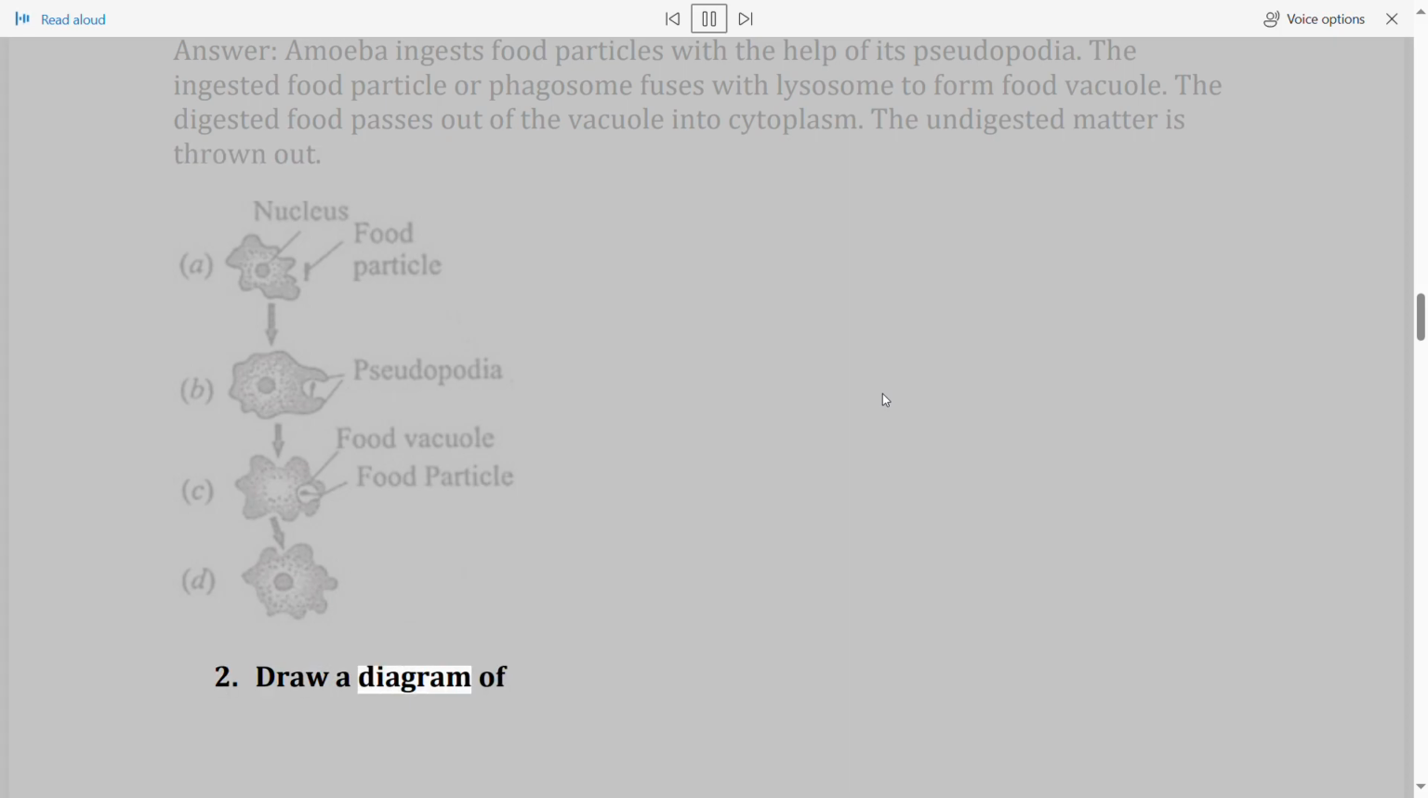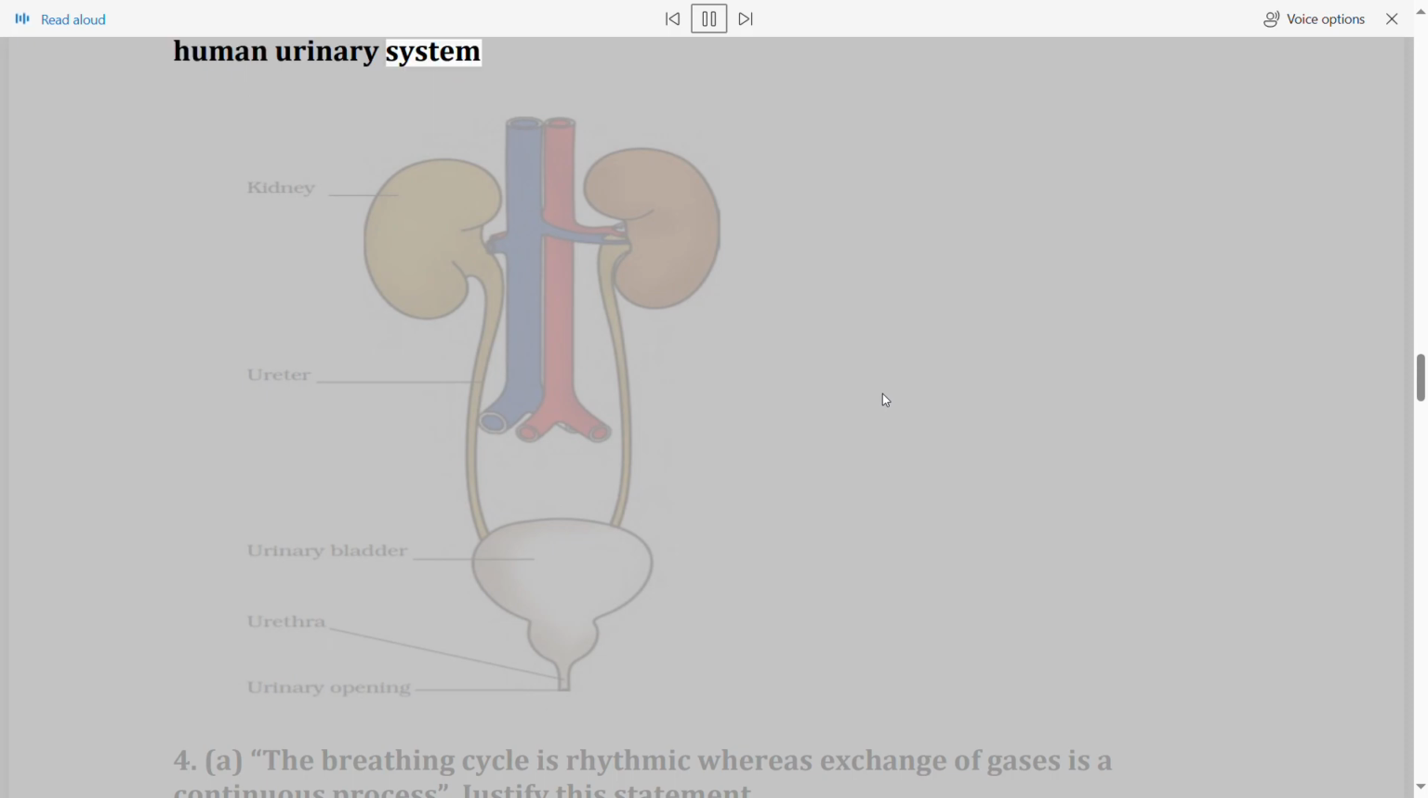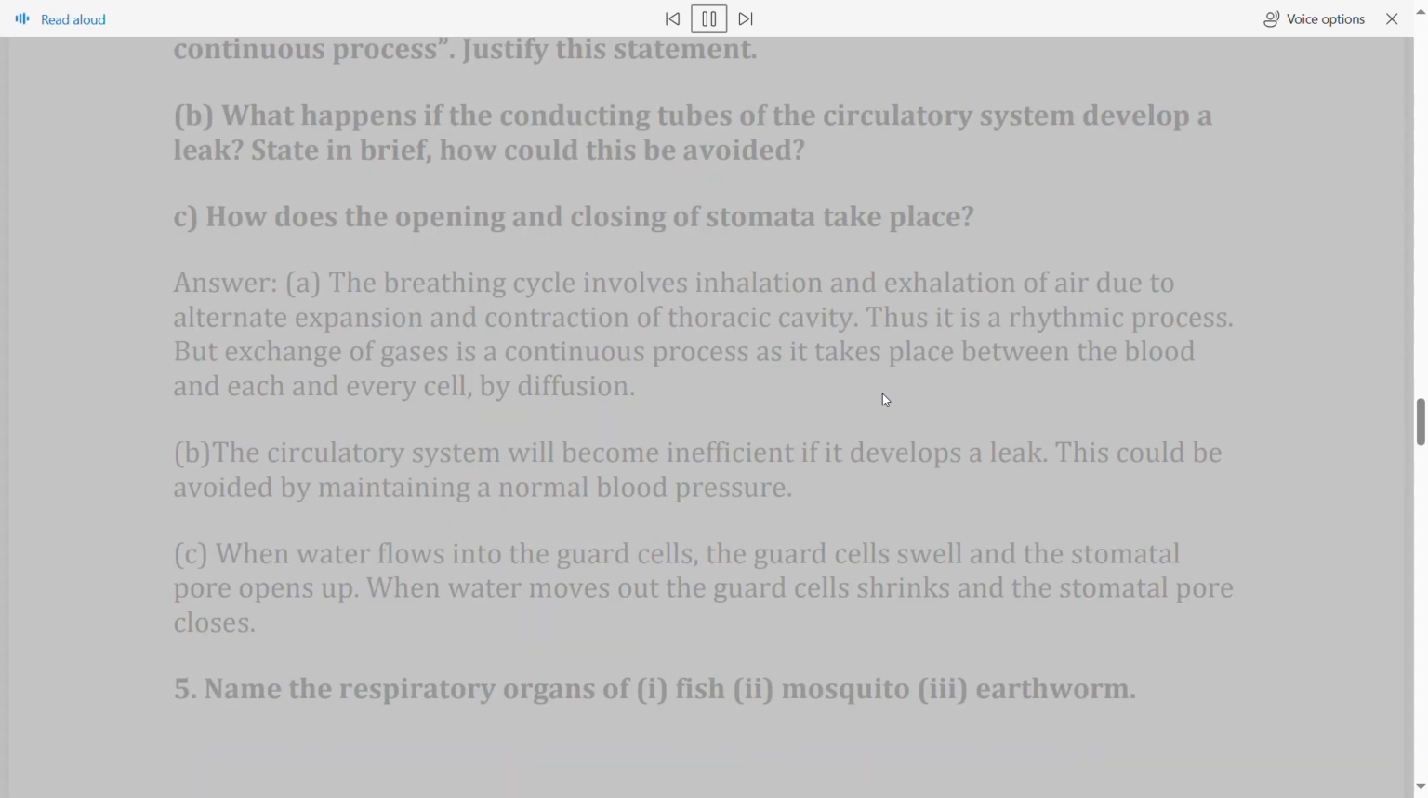3. Draw a diagram of the human urinary system. 4a. The breathing cycle is rhythmic whereas exchange of gases is a continuous process. Justify this statement. b. What happens if the conducting tubes of the circulatory system develop a leak? State in brief how this could be avoided. c. How does the opening and closing of stomata take place?